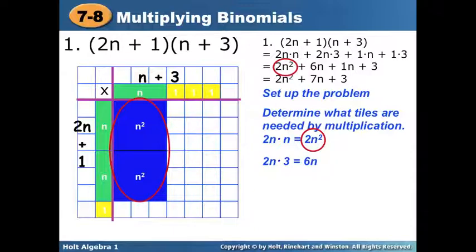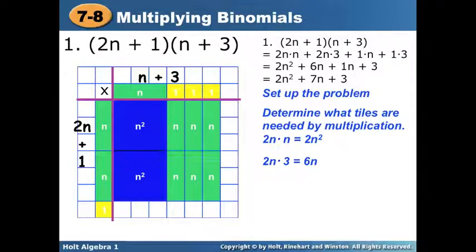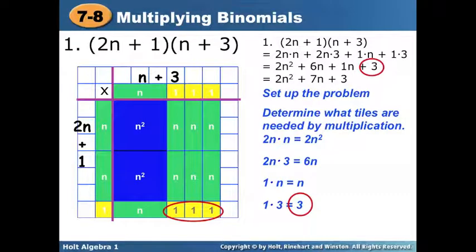Now multiply 2n times 3. 2n times 3 gives us 6n. Again, this is the same that we got algebraically when we worked it out using the distributive property. Next, 1 times n gives us 1n. Notice we see this in our problem from earlier when we worked it algebraically. Finally, 1 times 3 gives us 3. We again see this in our answer from earlier when using the distributive property.